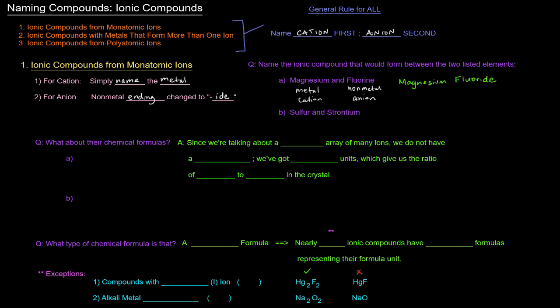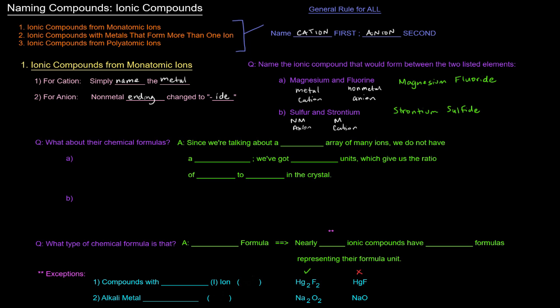What about the one that forms between sulfur and strontium? Well, sulfur is a nonmetal. I'm just going to abbreviate that as Nm. So that would be the anion. And then strontium is the metal. I'm going to abbreviate that as M, and that would be the cation. So for the cation, I just name the metal, so that would be strontium. And the anion is going to come from sulfur, and that would be sulfide. So strontium sulfide would be the name of the ionic compound that forms between those two elements.